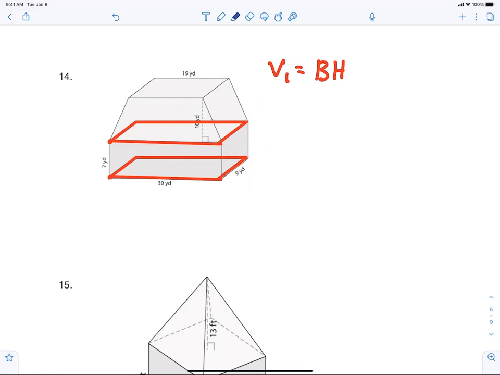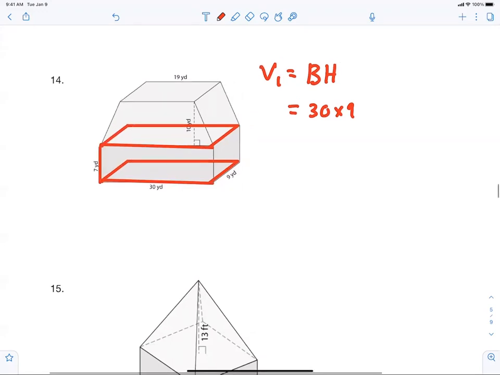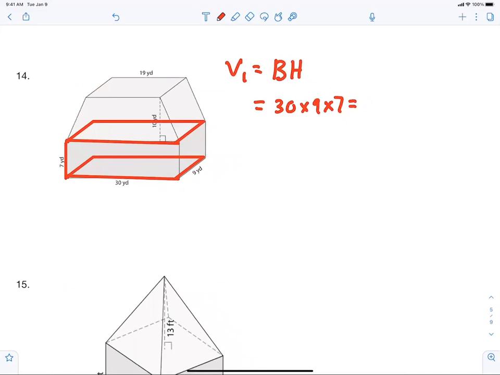30 times 9. No, you're right. It does not matter. But we're going to do 30 times 9. And then this is the height. So what is the height of that prism? Yeah, I like it. The height is 7. So 30 times 9 times 7. Somebody calculate that for me. How much? 1,890. Anybody else get that? Yeah. Yards cubed.